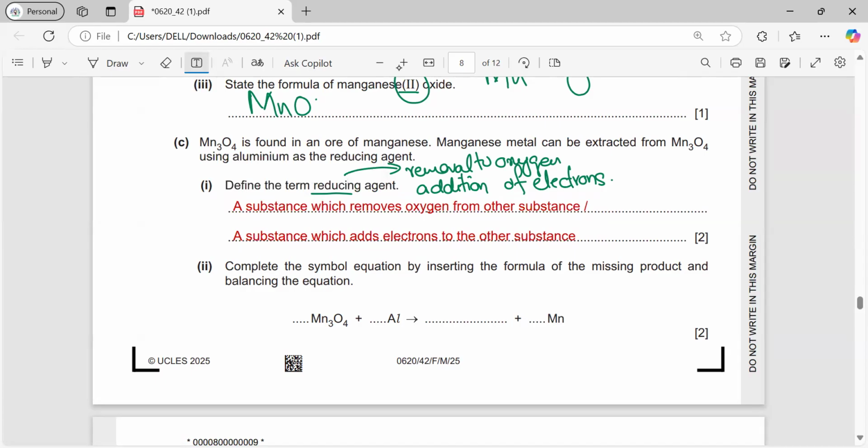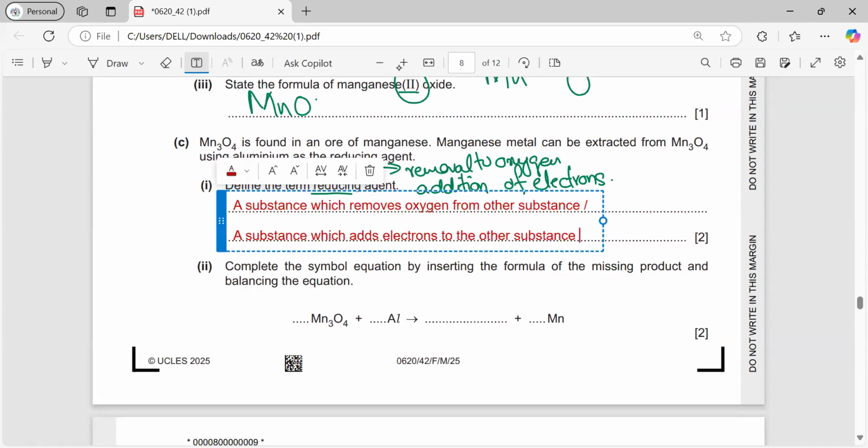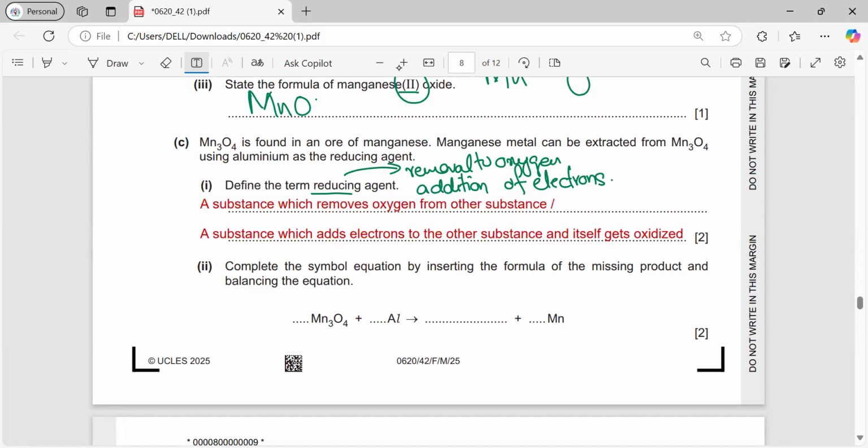Because they're asking the general question, you can write it generally, that it reduces the other substance. How does it reduce? By removing oxygen from the other substance or by adding electrons to the other substance. And after this, you have to mention that it itself gets oxidized. Because this question is of 2 marks, the first mark is for writing what it does with the other substance, and the second mark is for what it does to itself. So it reduces the other substance, but itself gets oxidized.